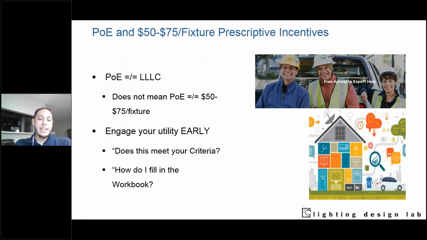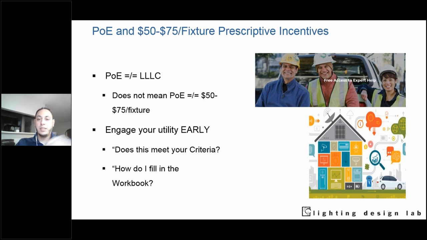Because we saw earlier, POE is not technically an LLLC technology. Does that mean that it's not going to get that $50 fixture incentive? Not necessarily. But before that's even a possibility, the first thing that needs to happen is you need to engage your utility, regardless of what your utility is, early to discuss the criteria and, if the criteria may match, how to fill out that workbook.